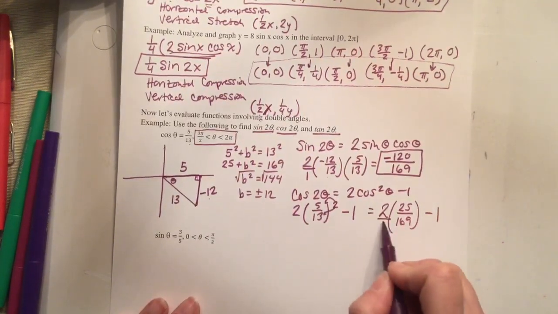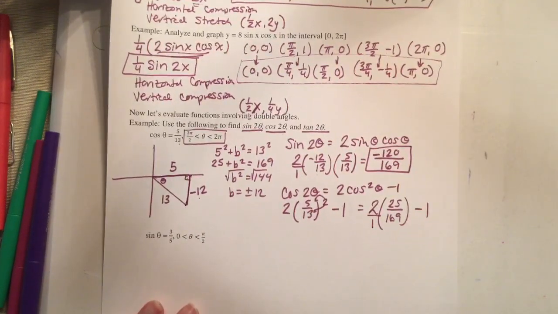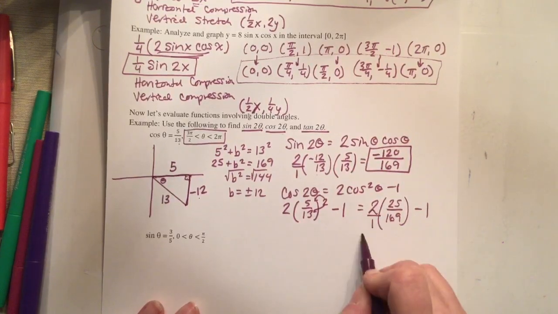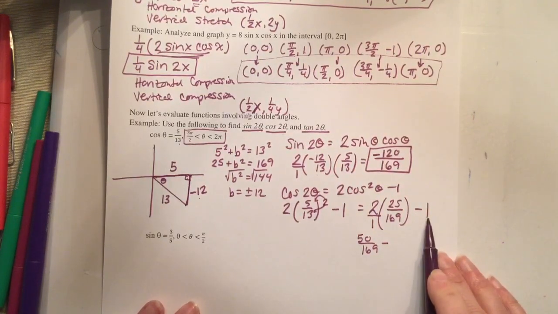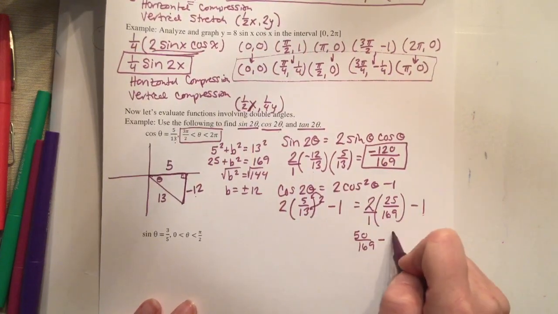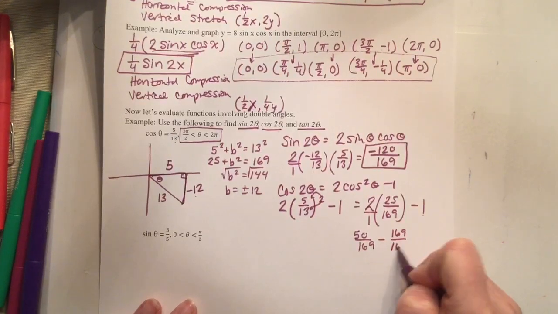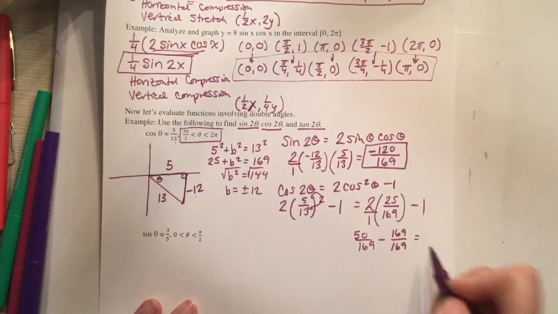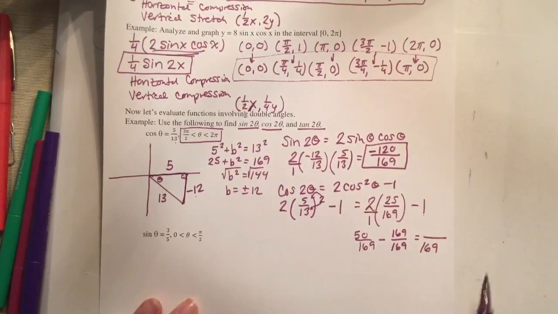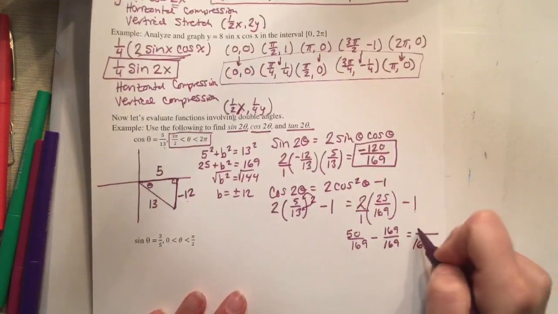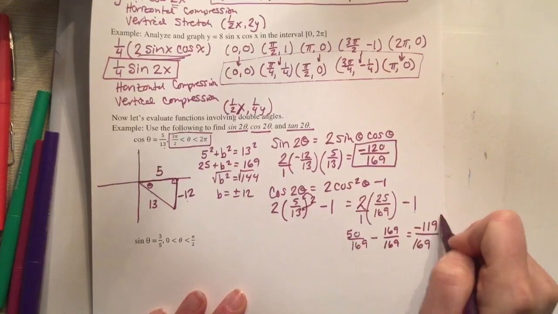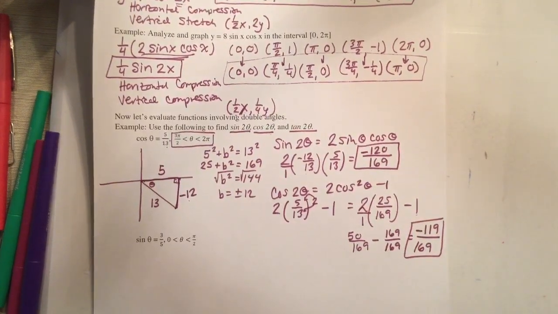Now you multiply. When you multiply, it's top times top, bottom times bottom. So this ends up being 50 over 169. I know I'm subtracting this as a fraction, so you have to have a common denominator. Change 1 to 169 over 169, because now your common denominator carries over. 50 minus 169 is negative 119, and you're done.